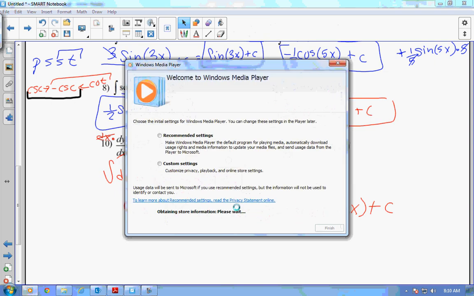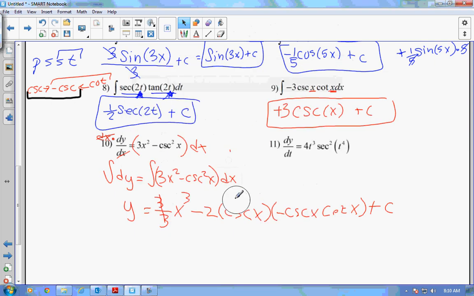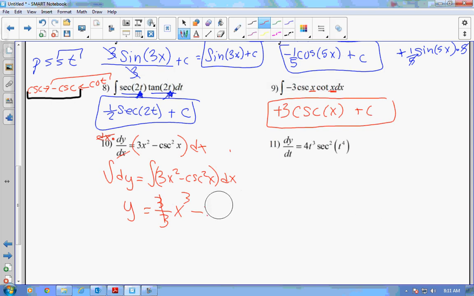Whoa. Okay, so I'm just going to change this here, plus C2. Yeah, we need to get rid of the 2 as well. And it's negative cosecant squared, so it'll become positive cotangent of x plus c.